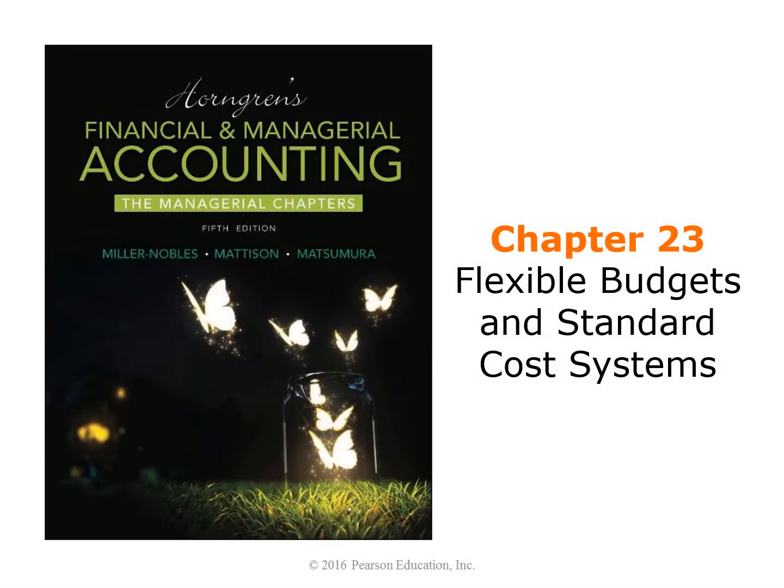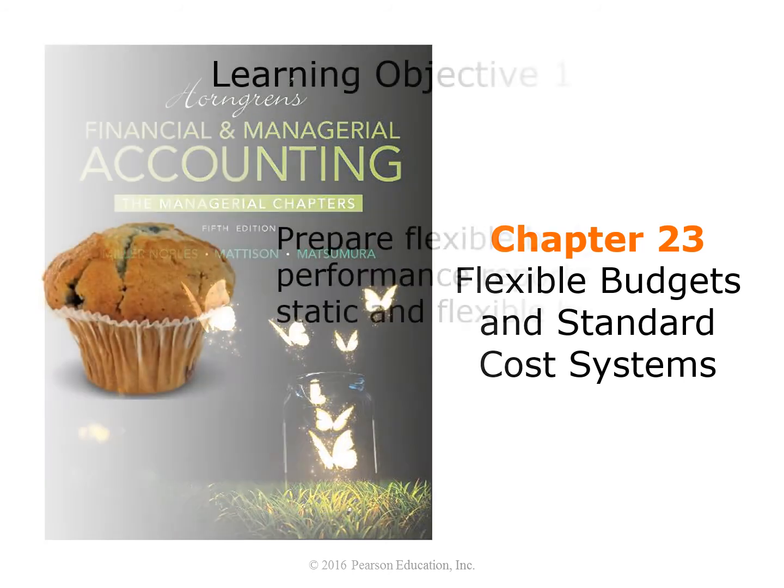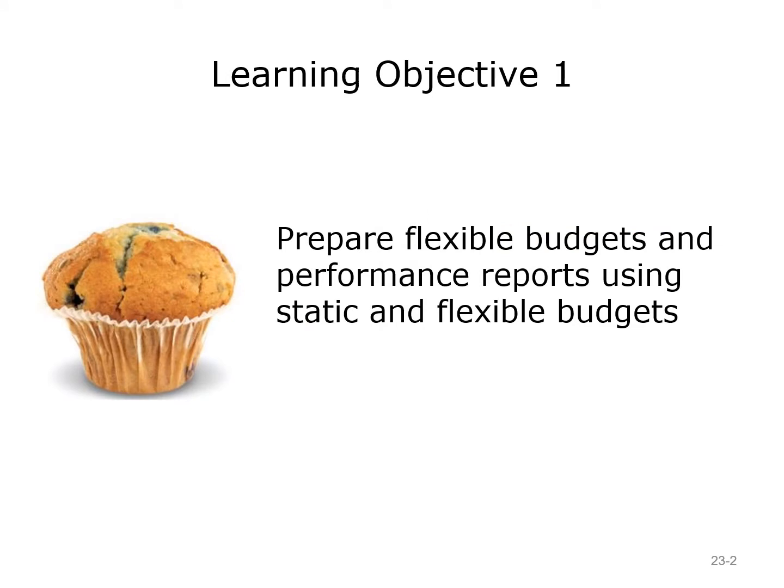Hello everyone, today we are going to explain chapter 23, which is chapter number 5 in our syllabus, and it is talking about flexible budget and standard cost system. Actually, the chapter has multiple learning objectives. The first one is to prepare the flexible budget and performance report using static and flexible budget.